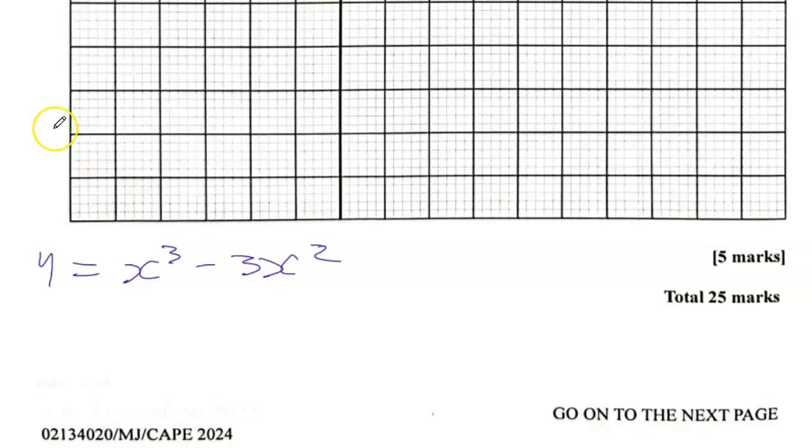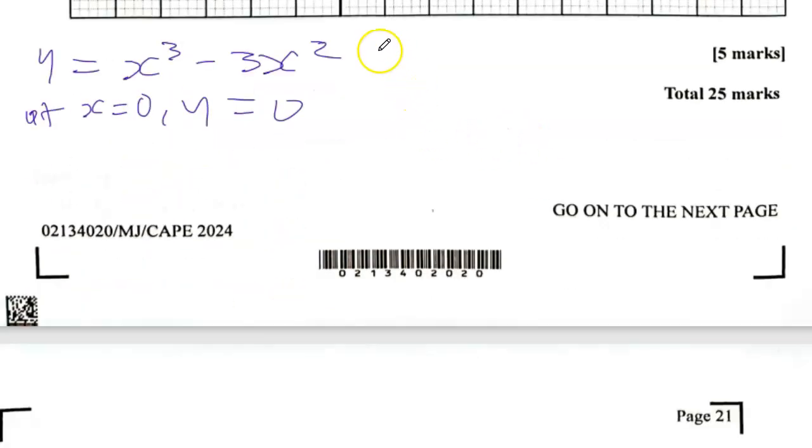So we know at x equals 0, y equal to 0. So the graph passes through 0, 0. And by the way, 0, 0 was also the maximum, remember? Now we want to know where the graph cuts the x-axis.